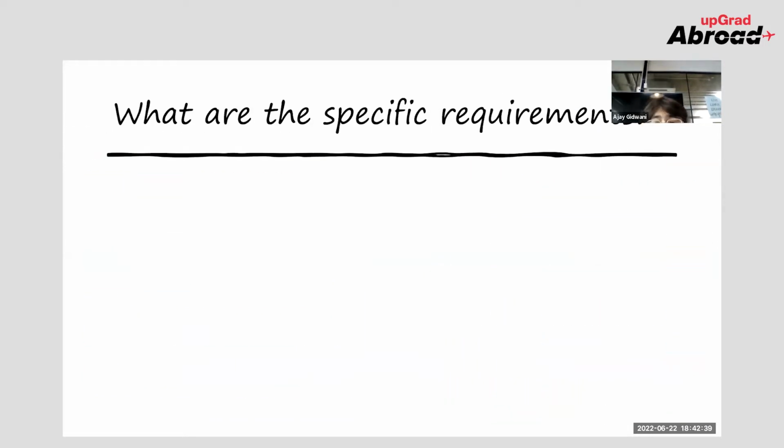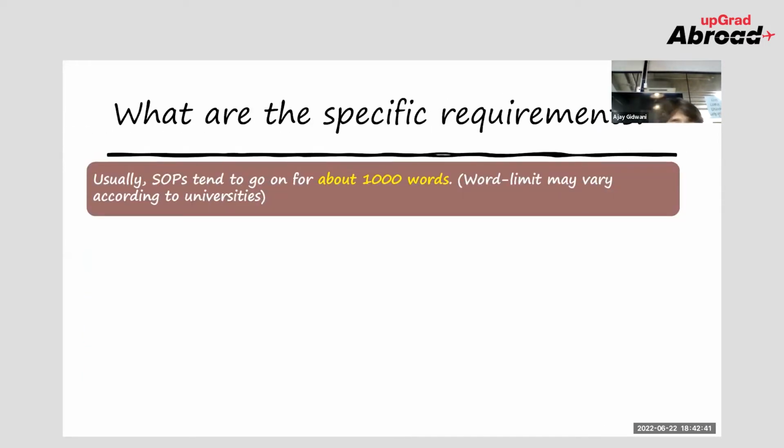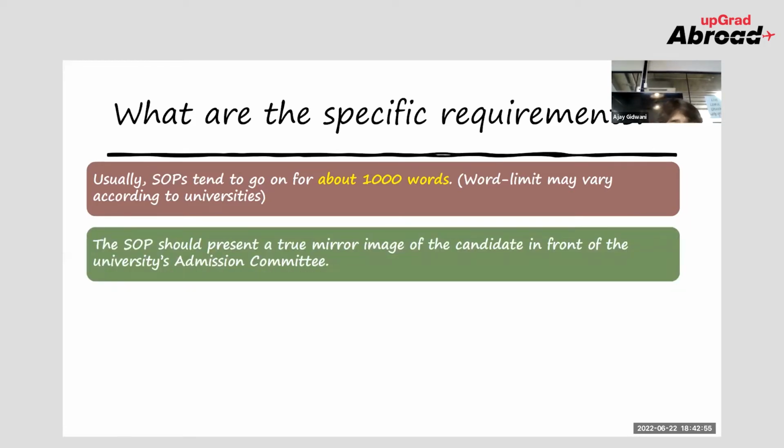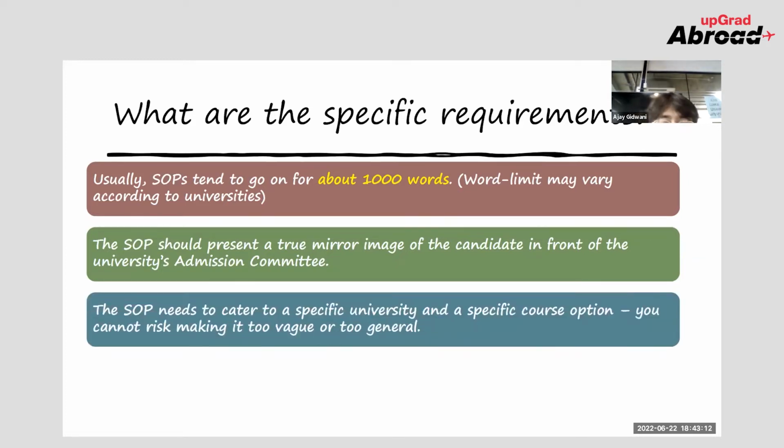Right. So what are the specific requirements? Point number one, generally it is assumed that SOP should be 1,000 words. But it depends on the university. Generally we go for 900 to 1,000 words for the SOP, that is the statement of purpose. The SOP should present a true mirror image of the candidate in front of the university's admission committee. You have to show your true picture, who you are, what your academic profile is, and other things that we are going to discuss in the subsequent slides. So basically, it's the true mirror image of the candidate.